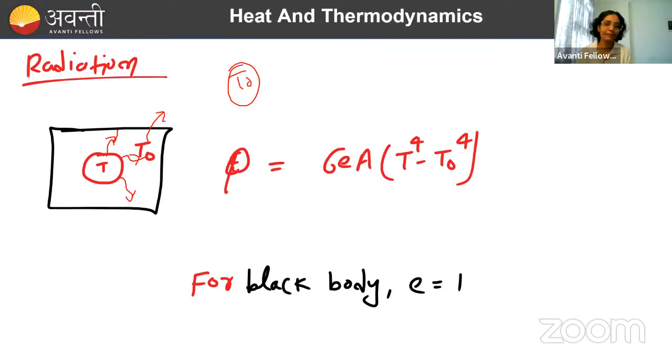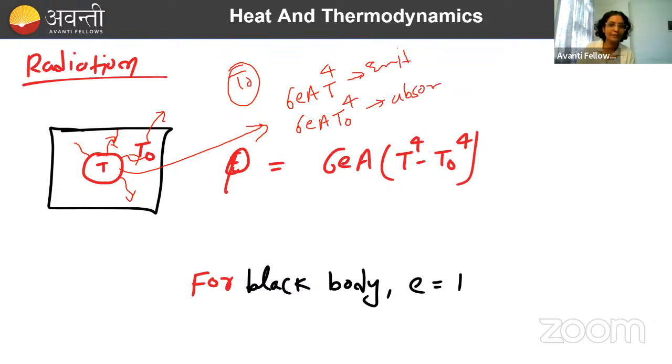Then the energy radiated by the atmosphere will also fall upon this body. So what will be the net energy emitted by this body? It is emitting sigma E A T to the power 4, and it is absorbing sigma E A T naught to the power 4. So the net energy getting emitted is this minus this.